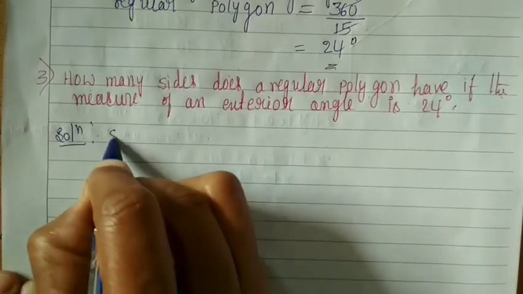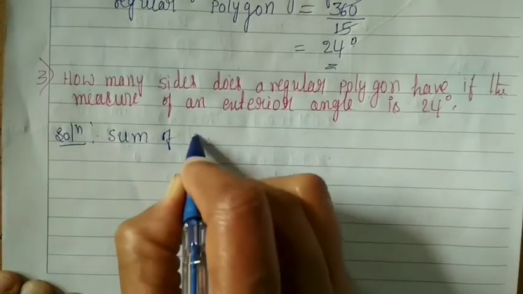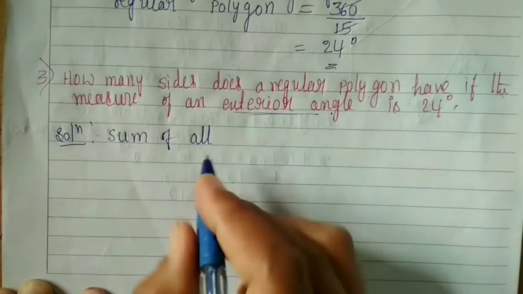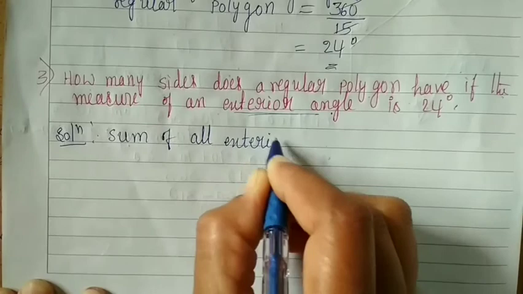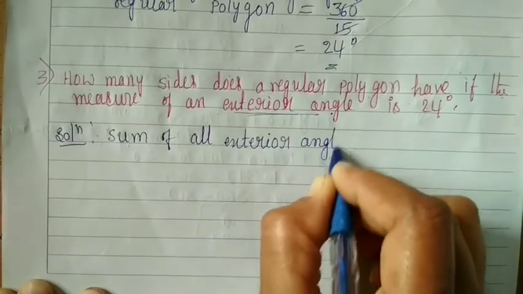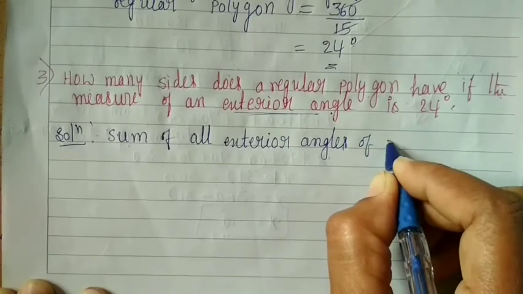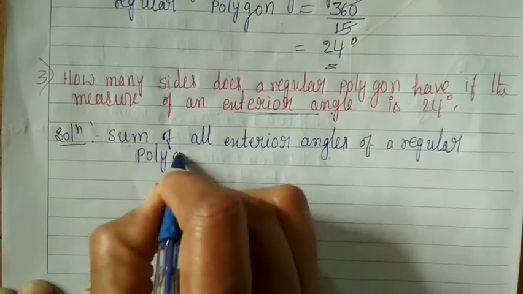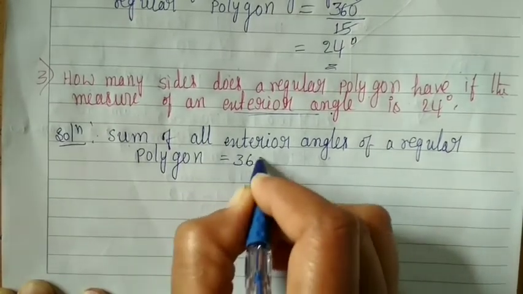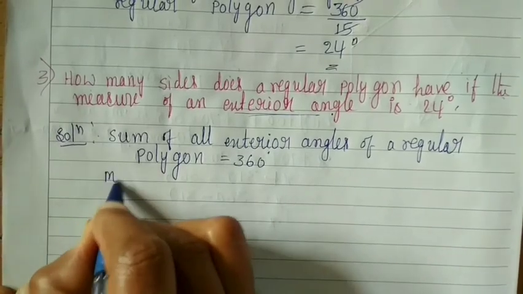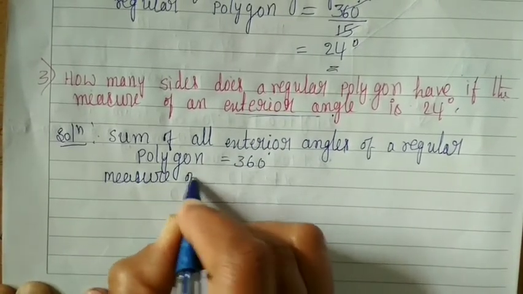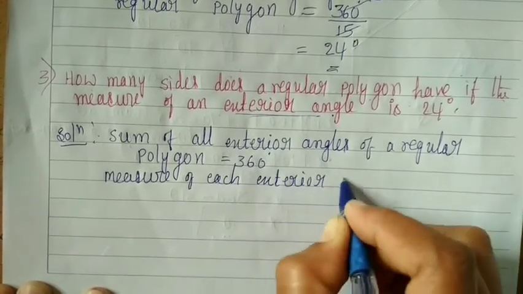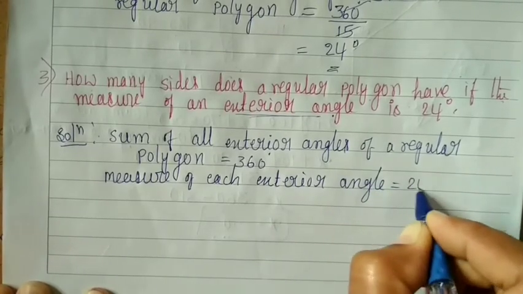Here, sum of all exterior angles of a regular polygon is 360 degree. Measure of each exterior angle is equal to 24 degree.